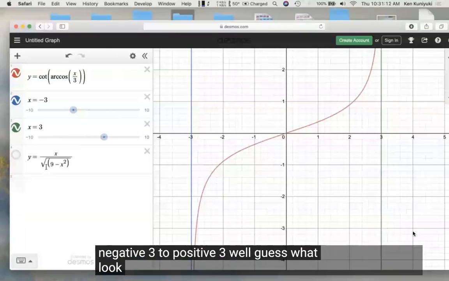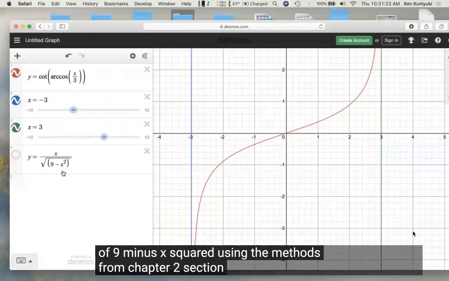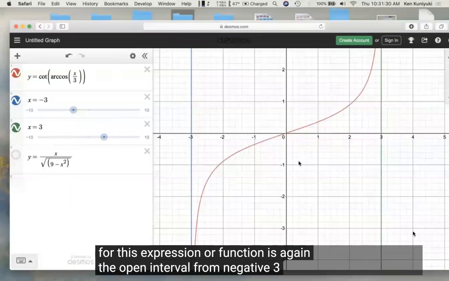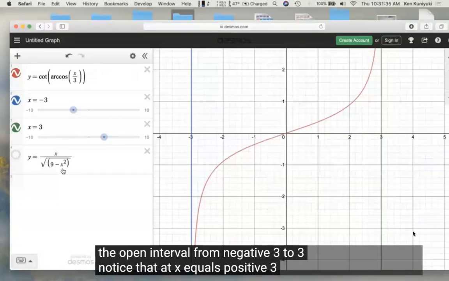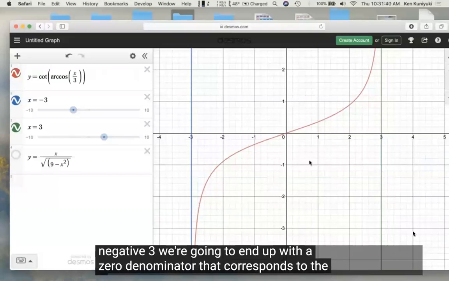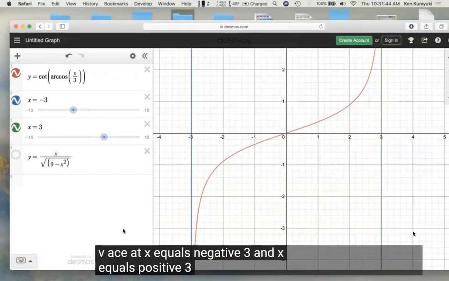Well, guess what? Look at this expression that we're claiming is equivalent to the given expression here: x over the square root of 9 minus x squared. Using the methods from chapter 2, section 2.7, the domain for this function is, again, the open interval from -3 to 3. Notice that at x equals +3 or -3, we're going to end up with a 0 denominator. That corresponds to the VAs at x equals -3 and x equals +3.